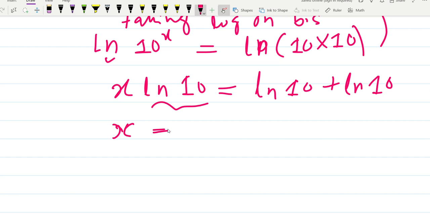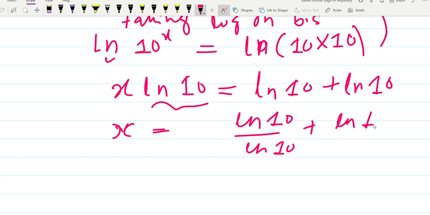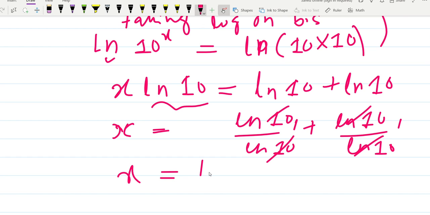So x is equal to log 10 divided by log of 10 plus log of 10 divided by log of 10. So here this would be cancelled out, this would be cancelled out. So x is equal to 1 plus 1. So our final answer is x is equal to 2.